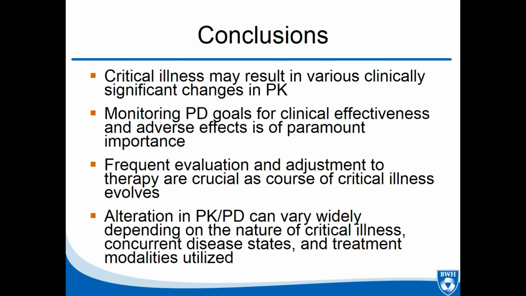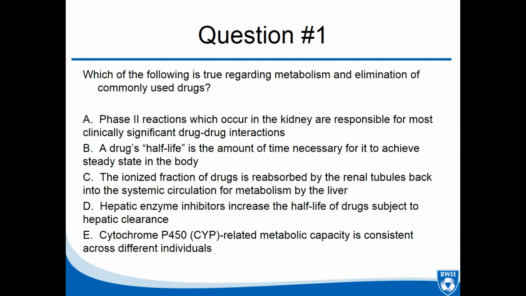So in general, my conclusions are that critical illness may result in various clinically significant changes in pharmacokinetics, and we should be monitoring pharmacodynamic goals for clinical effectiveness and adverse effects. It's paramountly important. Frequent evaluation and adjustment of therapies are crucial as the course of critical illness evolves, and alterations in pharmacokinetics and dynamics can vary widely depending on the nature of critical illness, concurrent disease states, and the treatment modalities that are utilized. So I'll go on to my questions here.